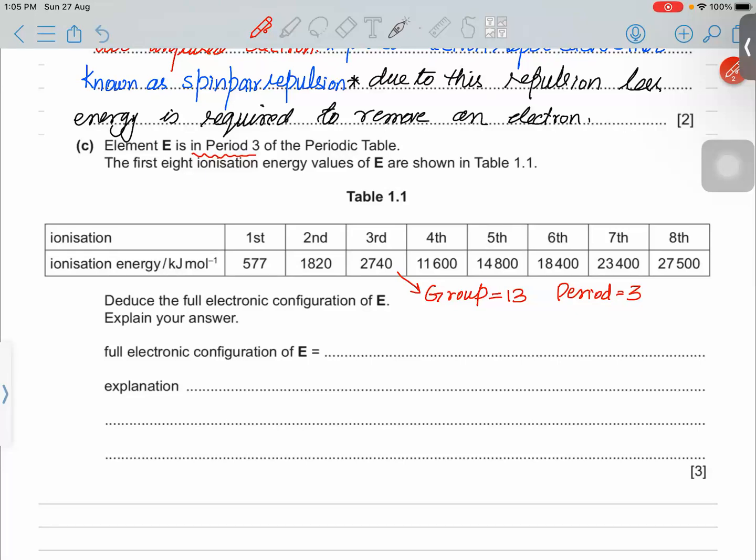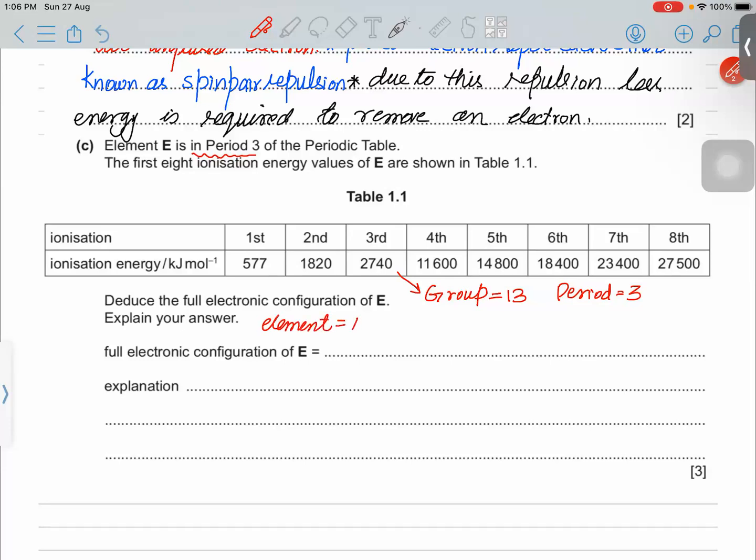Is it gallium? No, look again. Group 13, period 3. Yes, aluminum. Element is aluminum.